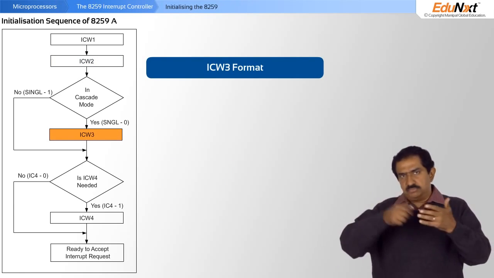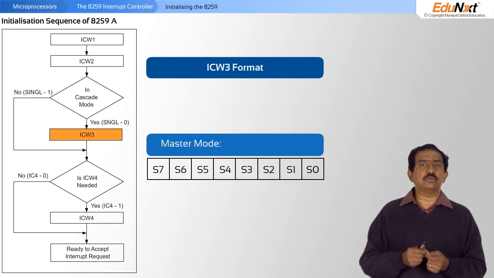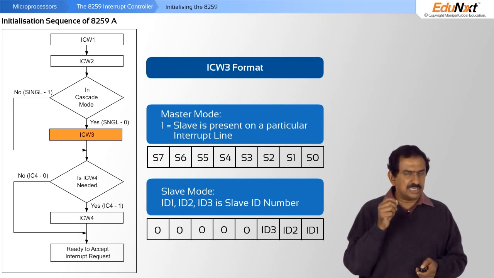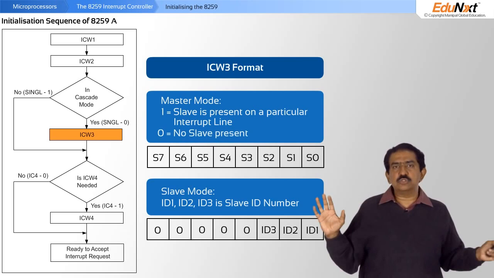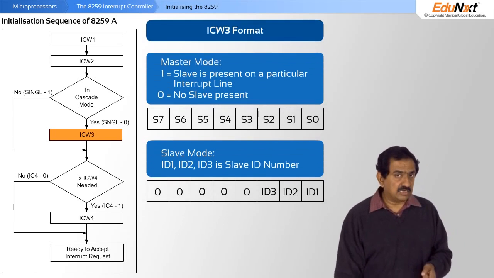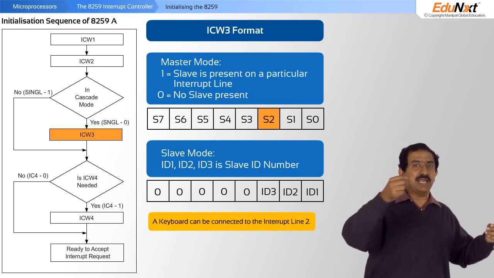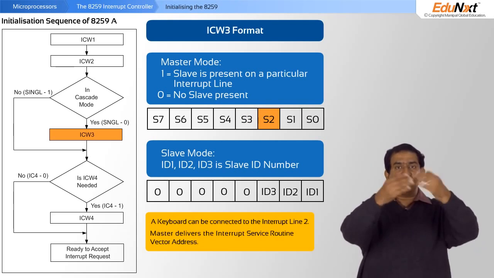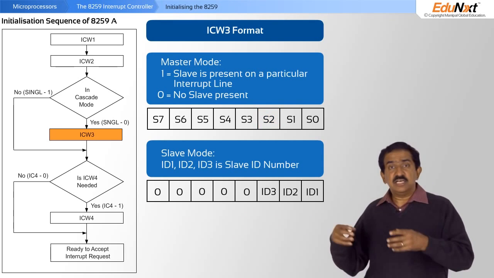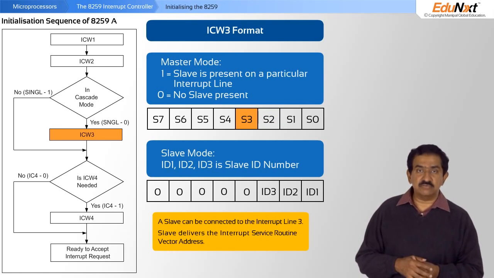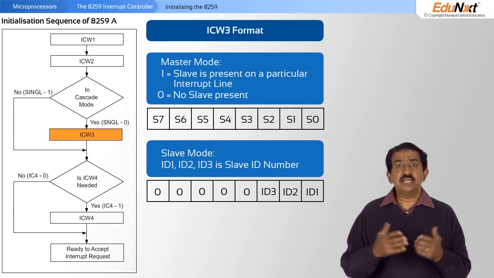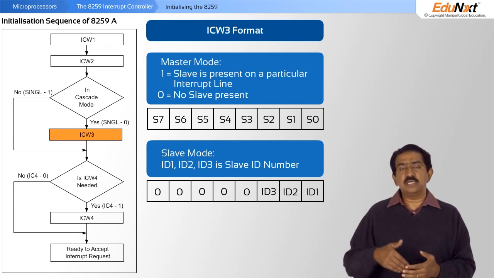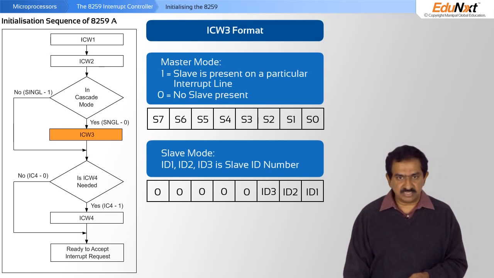ICW3, here the programming that you have to do depends on whether it is a master or the slave. In the case of the master, it just tells you that the slave is present on a particular interrupt line if it is 1, and if it is 0 it tells you that there is no slave present on that. What is the advantage? The advantage is you could connect a keyboard to interrupt line 2 and you could connect a slave to interrupt line 3. And if it is a keyboard, the master itself will deliver the interrupt service routine vector address. If it is a slave, the slave 8259 will then be asked to deliver that. So this particular control word helps the 8259 know which of the interrupting inputs is connected to a slave 8259 or to a direct interrupting device.